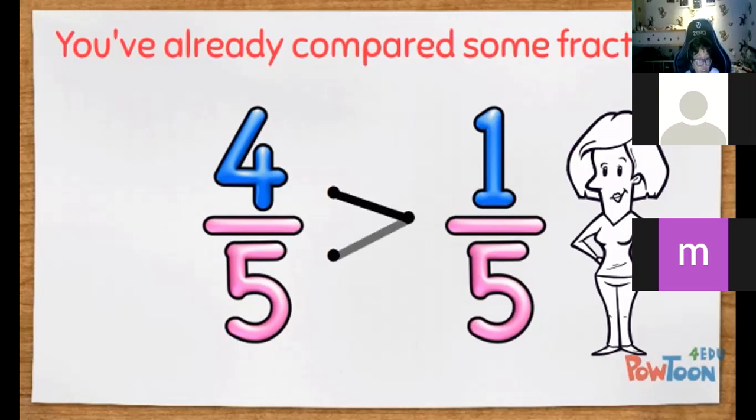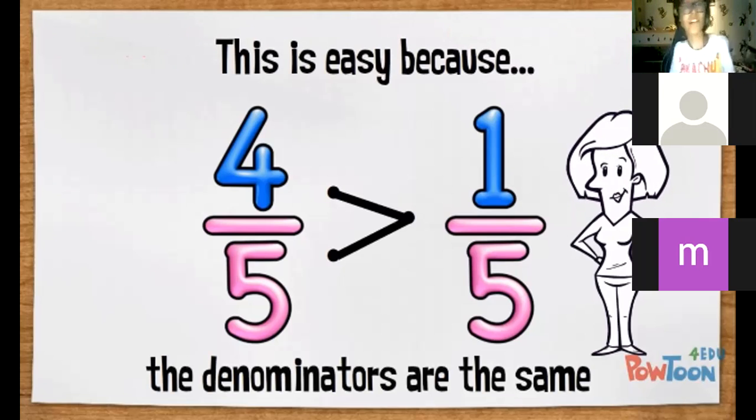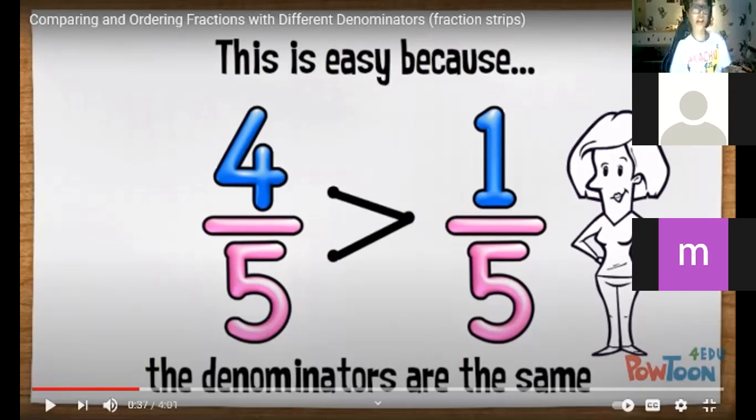Here, 4/5 is greater than 1/5. And this is easy for us because the denominators are the same. Why? You first check the two denominators. Now we have 5 and 5 for both of them. Ahmed, Walid, are these of the same denominator? Yes, they are the same denominator. So all we need is to compare the two numerators, which are 4 and 1. Of course, 4 is bigger than 1. So 4/5 is bigger than 1/5.